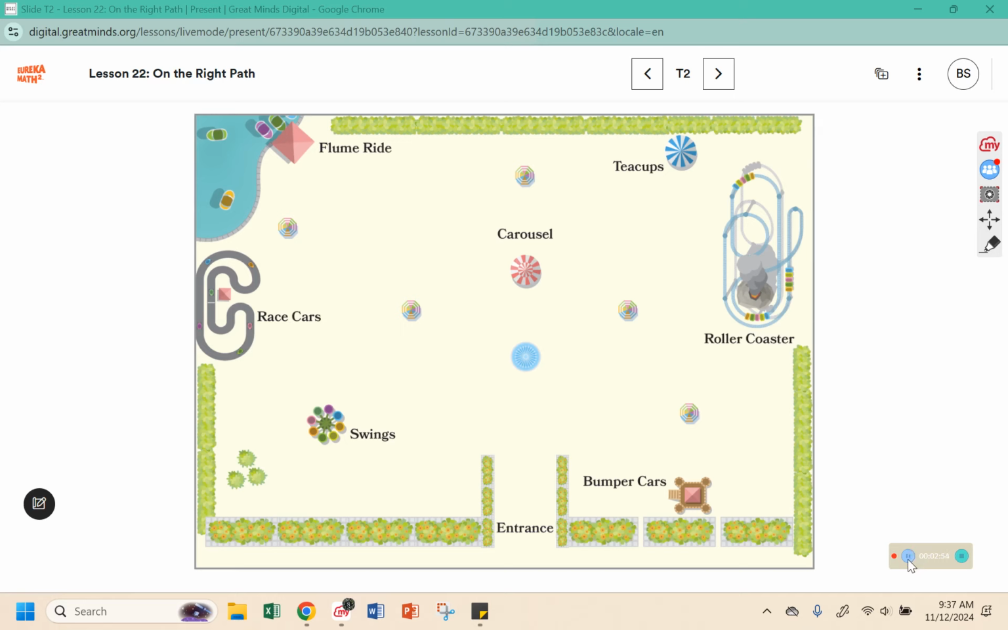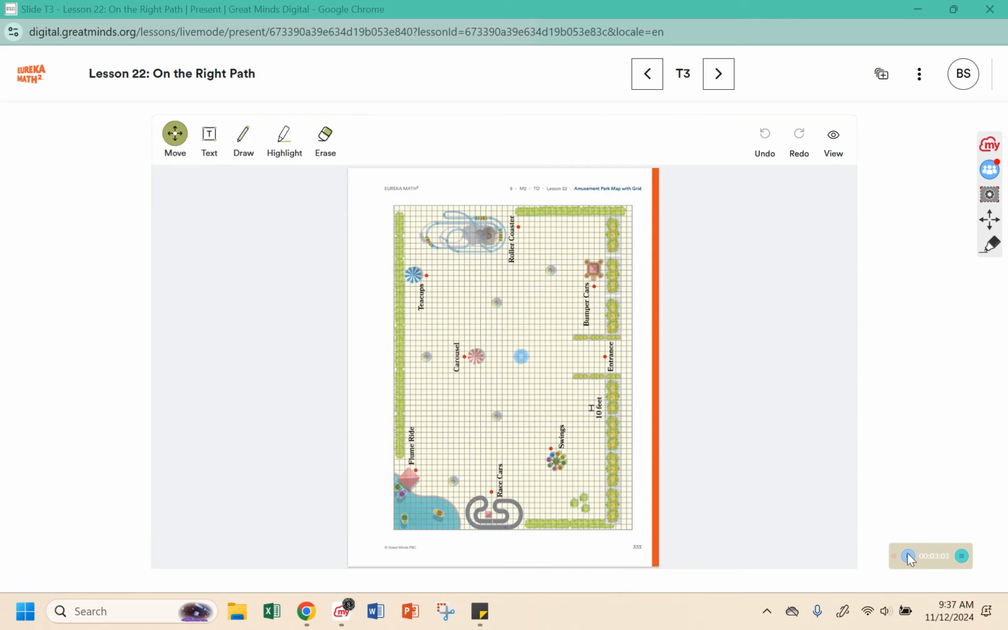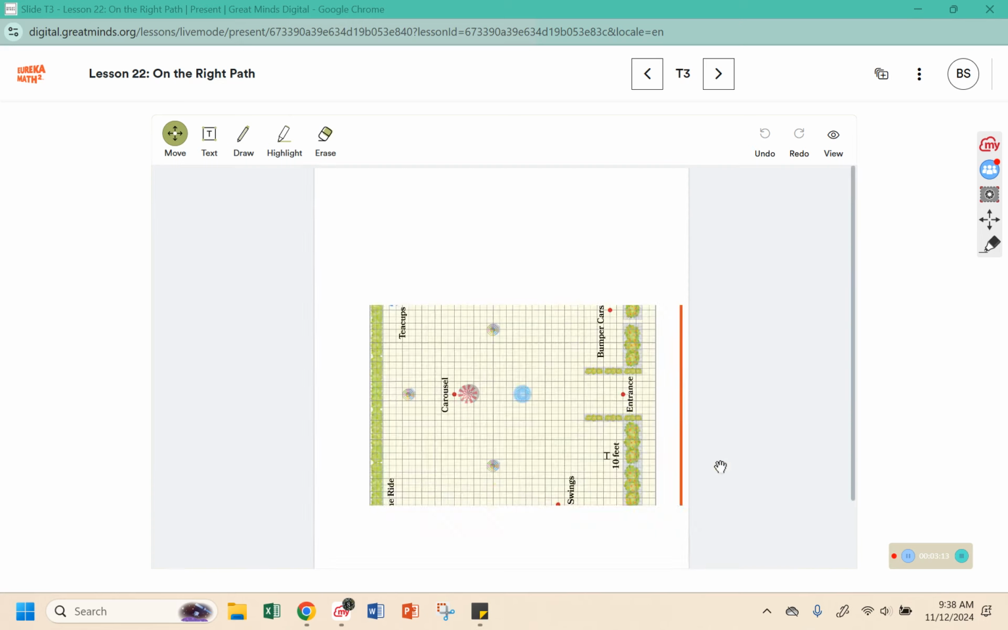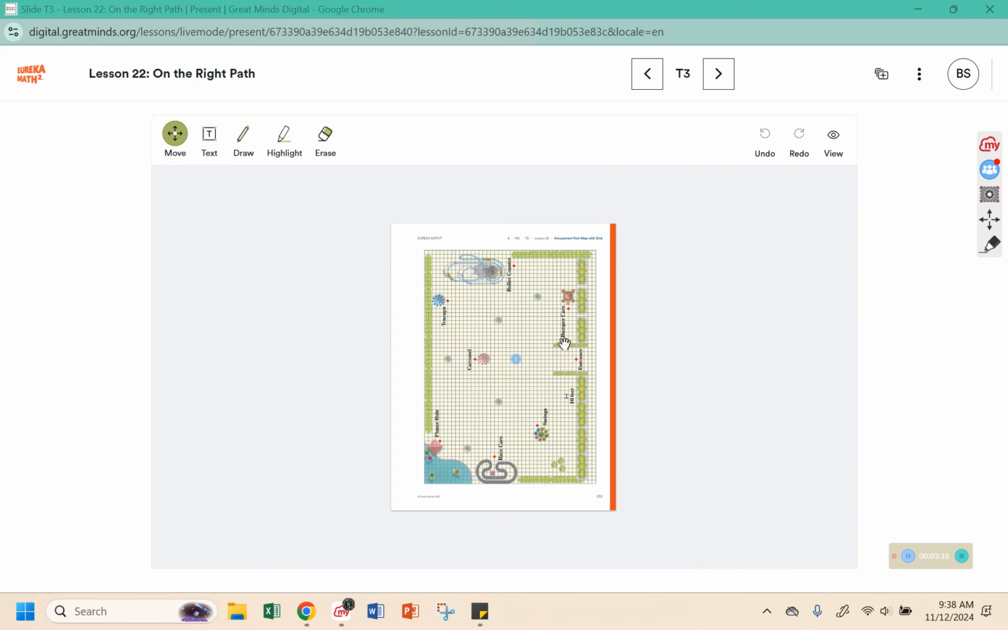You will need to turn in your book to page 333, where you can see the amusement park map on a grid. It should look something like this in your book. And it does have a bit of a legend or a scale on here telling you that each box is 10 feet wide. So that's going to be some important information moving forward.